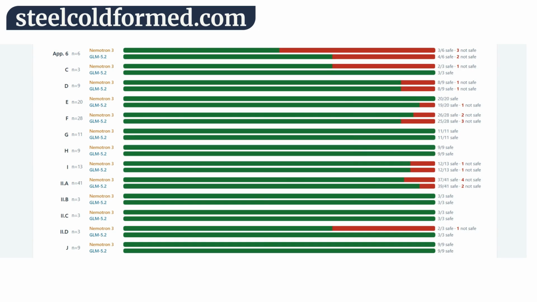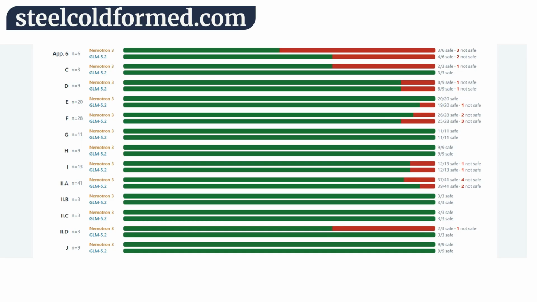Stability bracing in Appendix 6 was the worst chapter for each, 3 of 6 unsafe for Nemotron 3, 2 of 6 for GLM 5.2, while Nemotron 3's other failures cluster in the Part IIA connections and GLM 5.2's in flexure. The shear, combined force, bolt and weld, and HSS chapters were clean for both.